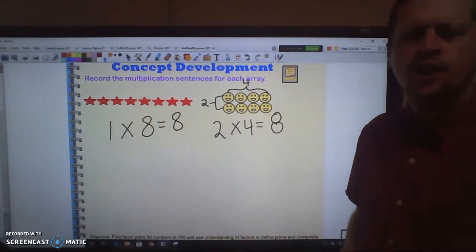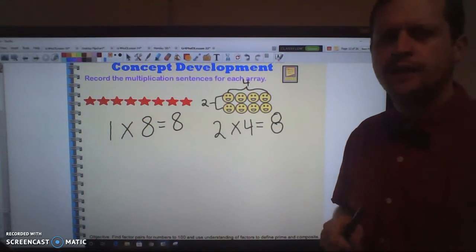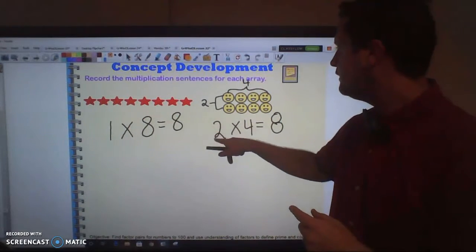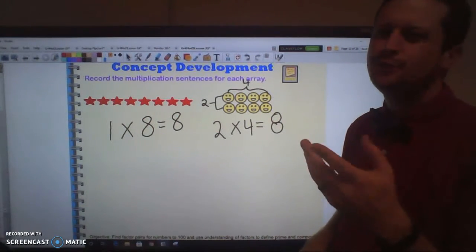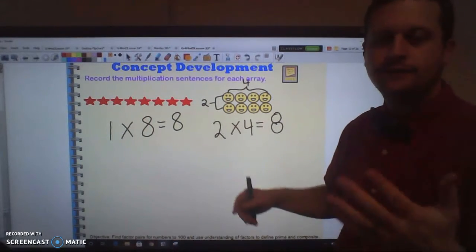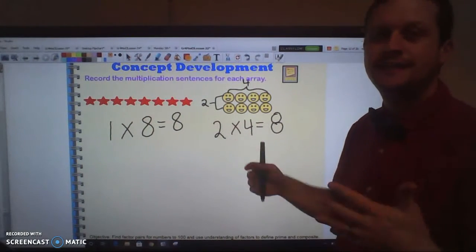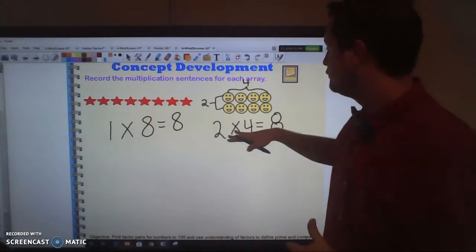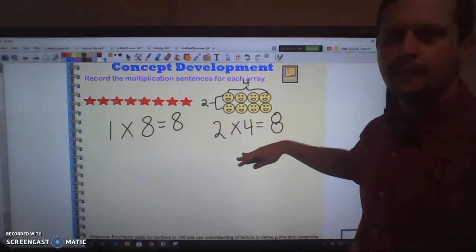Think for a second. Is there any other way that we can get 8? Well, I already did 1, I already did 2. 3 times 2 is 6. 3 times 3 is 9. We already used 4. 5 times 2 is 10. 6 times 2 is 12. 7 times... Nope. So these are all of our factors for the number 8.